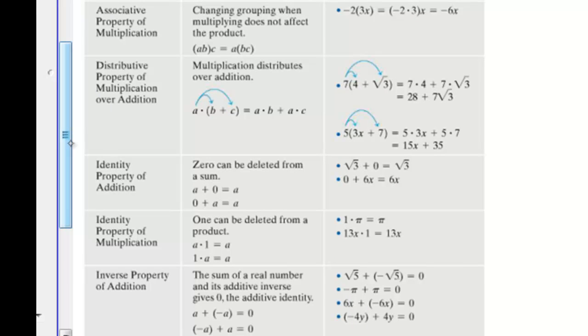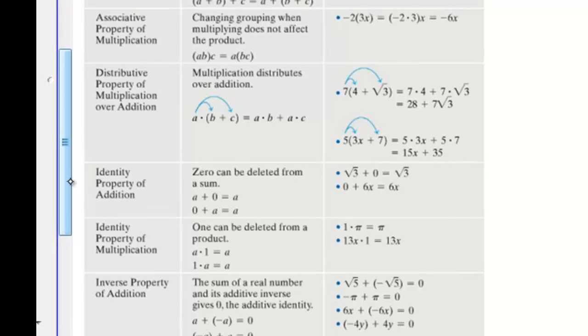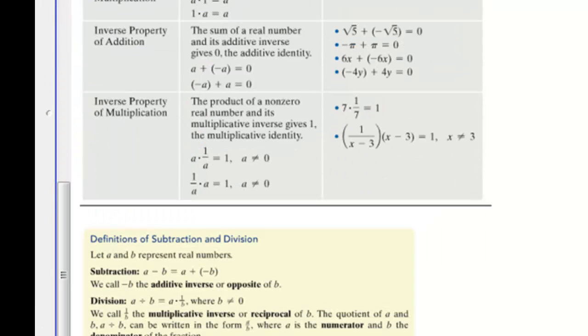If you add 0, it changes nothing. If you multiply by 1, it changes nothing. If you add the opposite, you get 0. So 6 plus negative 6 is 0. For the inverse property for multiplication, if you multiply by 1 over whatever the number was, you get 1. So 6 times a sixth gives you 1. I'm not sure why 6 is my favorite number today.